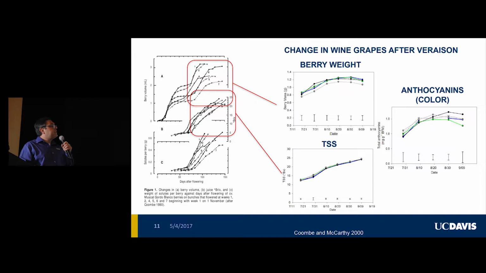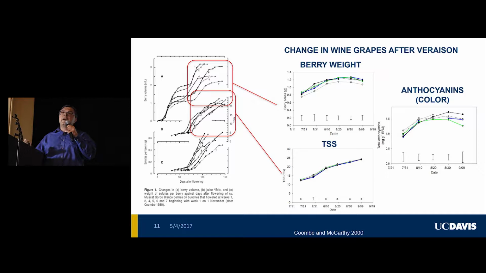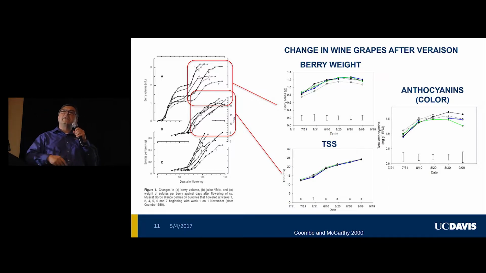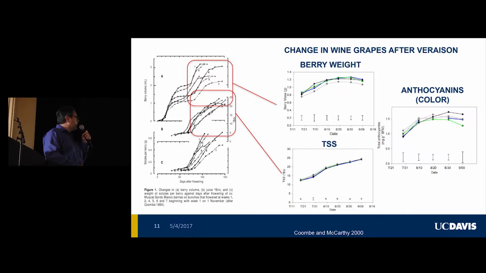So you have some changes in wine grapes after veraison, right? You go through engustment, you have the influx of six-carbon sugars, you start accumulating anthocyanins, proanthocyanidins start degrading, and now you have a decline in malate and total acidity. The figure on your left shows changes in A, berry volume, B, juice Brix, and C, weights of solutes per berry, against days after flowering of a Muscat cultivar.